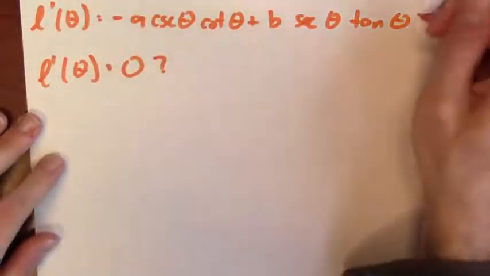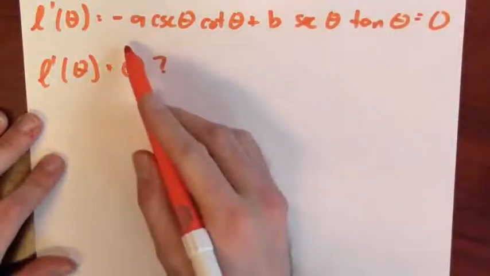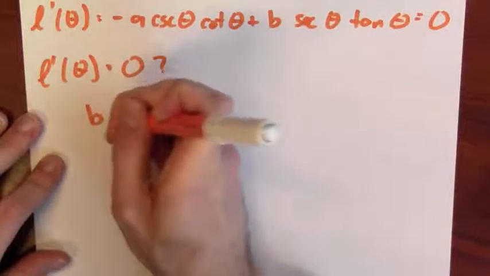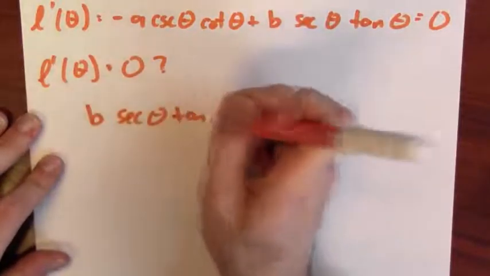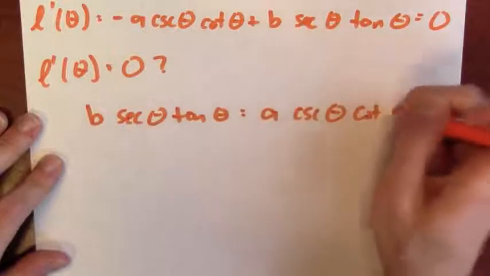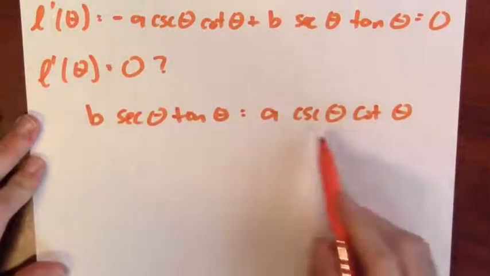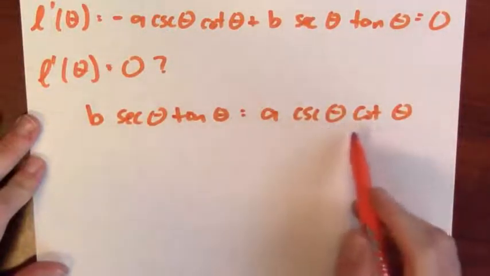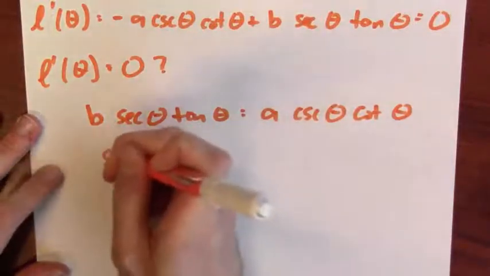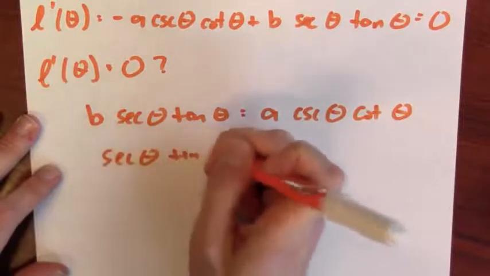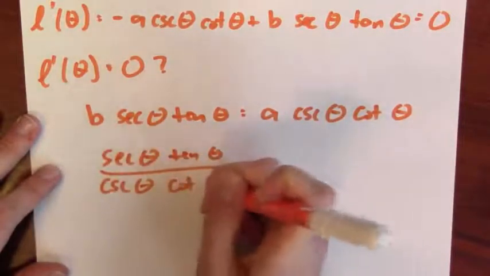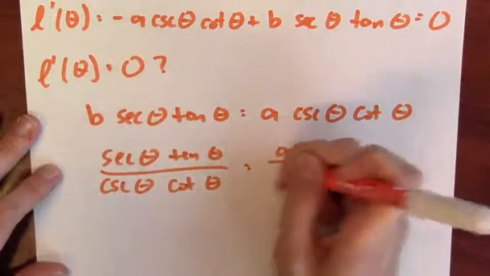Well, let's write this as an equation equals 0, and let's add A cosecant theta cotangent theta to both sides. So then I've got B secant theta tangent theta is equal to A cosecant theta cotangent theta. Now I'll divide both sides by cosecant theta cotangent theta, and I'll divide both sides by B. So then I've got secant theta tangent theta divided by cosecant theta cotangent theta is equal to A over B.